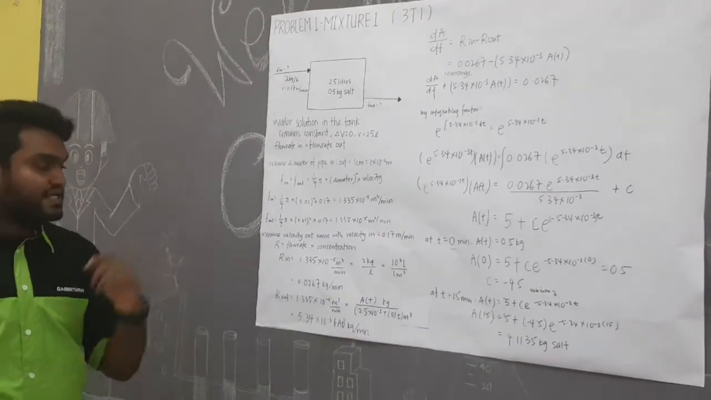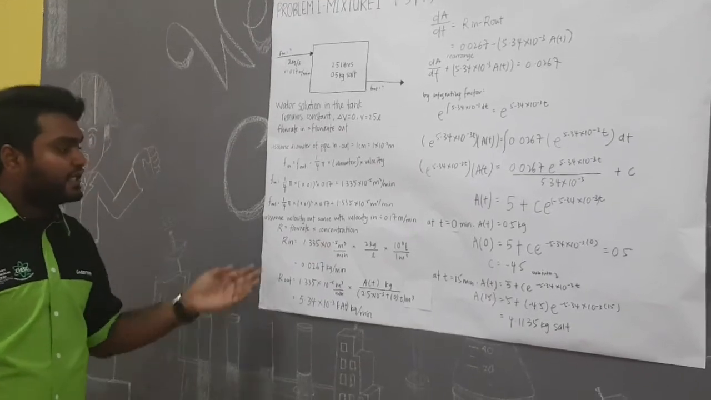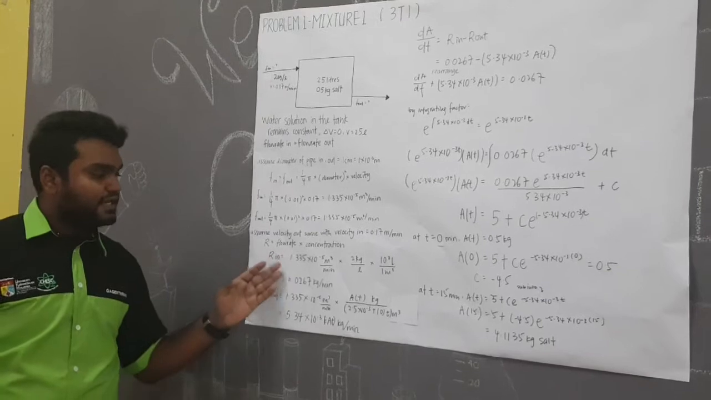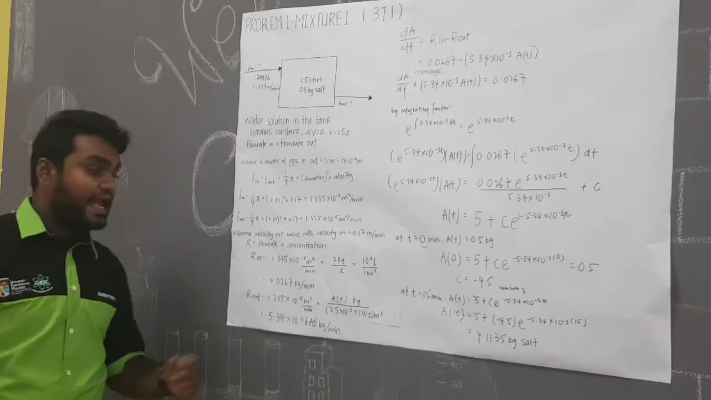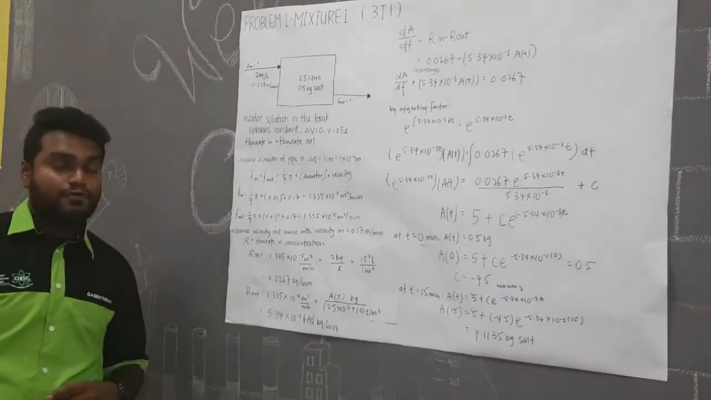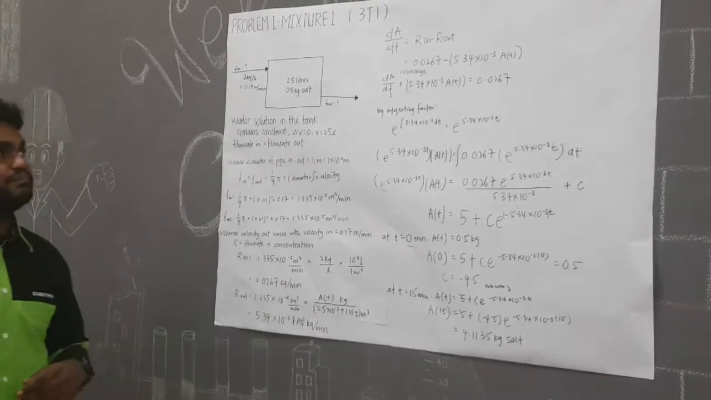And then the mass flow rate is equal to flow rate times concentration. We calculate the mass flow rate in and the mass flow rate out. We get the mass flow rate in is equal to 0.0267 kg per minute, and the mass flow rate out is 5.34 times 10 to the power of negative 3 times the mass of the salt, in kg per minute.